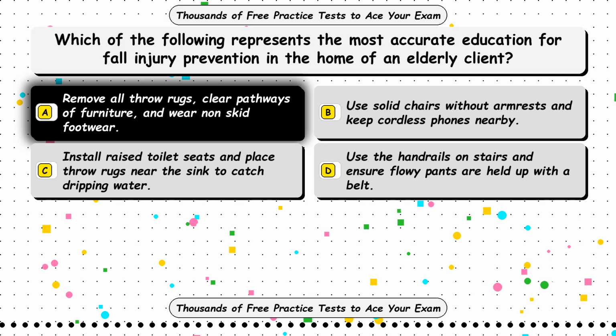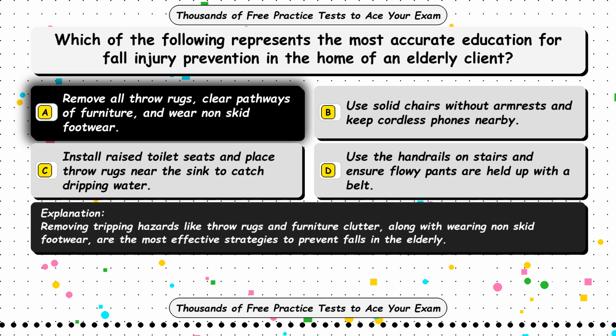The correct answer is option A. Remove all throw rugs, clear pathways of furniture, and wear non-skid footwear. Removing tripping hazards like throw rugs and furniture clutter, along with wearing non-skid footwear, are the most effective strategies to prevent falls in the elderly.